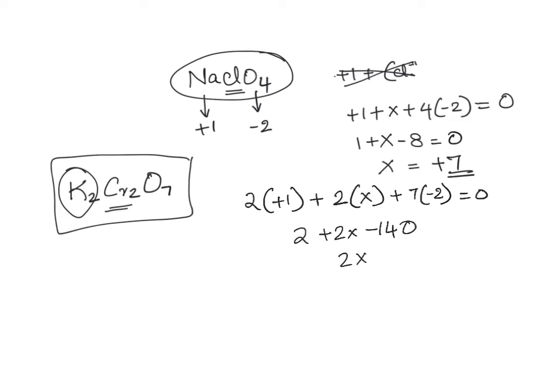So 2x is equal to +12. So x will be equal to +6. What does this mean? Oxidation number of 1 chromium, because remember X is chromium. Oxidation state of chromium is +6.